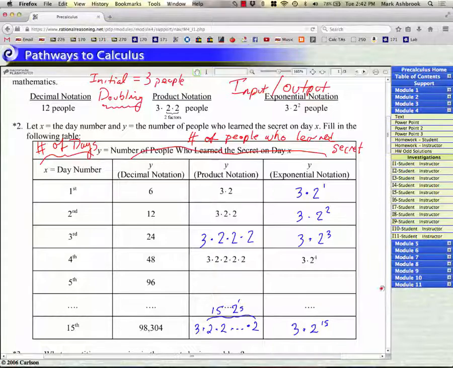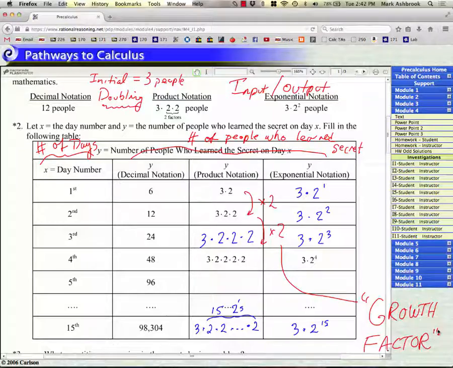Okay? So doubling is this factor of 2. So every time we advance the input by 1, we double the output, or multiply by 2. That 2 is called the growth factor. So what is exponential growth about? That growth factor could be a half, it could be 3, it could be 8, it could be any number. So what in general is exponential growth about then?